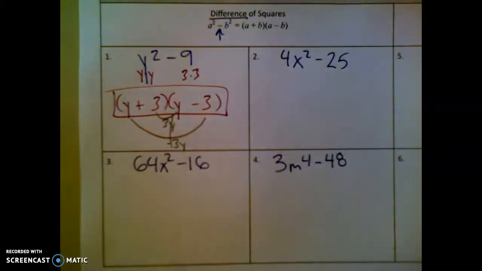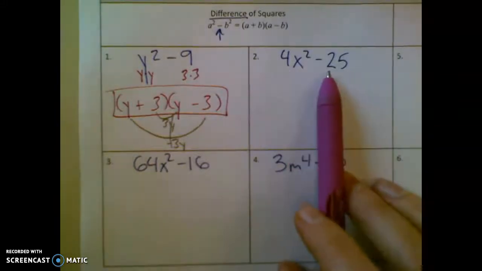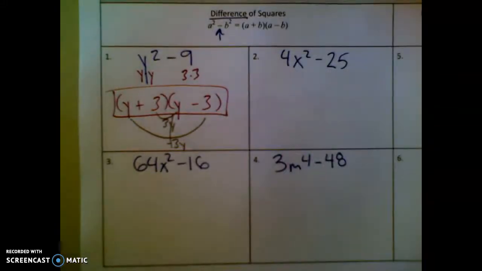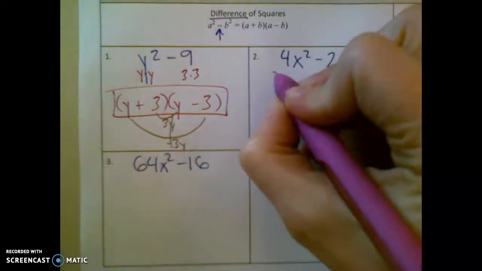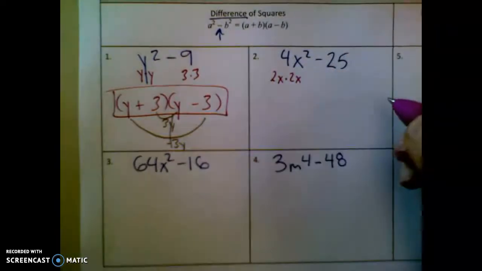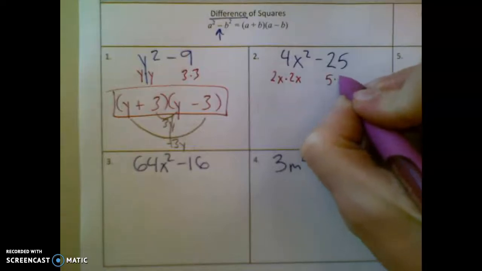All right, so moving on to the second one. Again, the first step is always check for GCF. Well, does 4 go to 25? No. Does 2 go to 25? No. So there is no GCF on that one. But how do you get 4x squared? Well, that's 2x times 2x. How do you get 25? Well, that's 5 times 5.